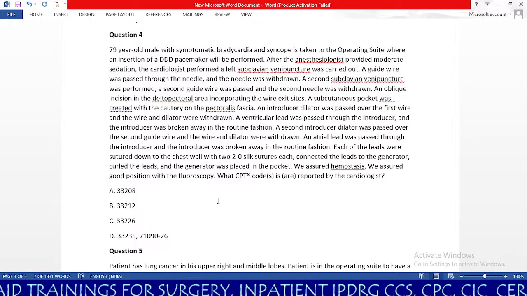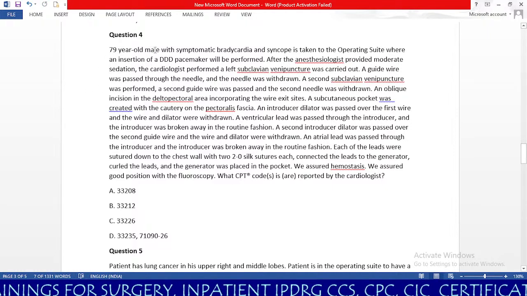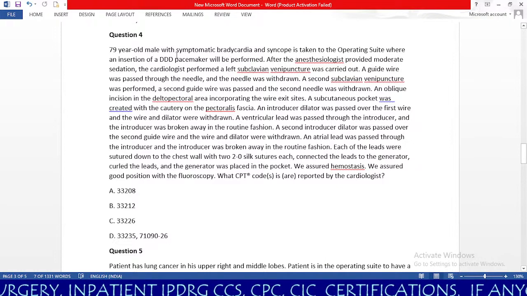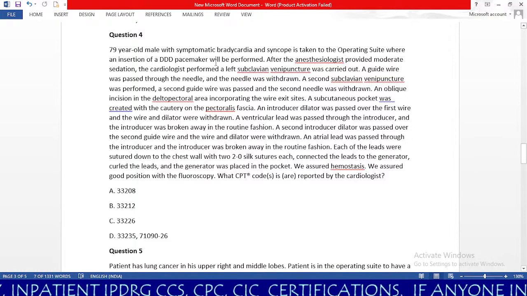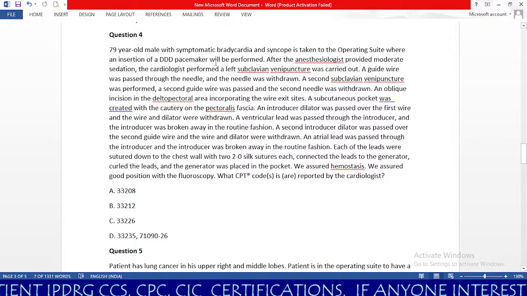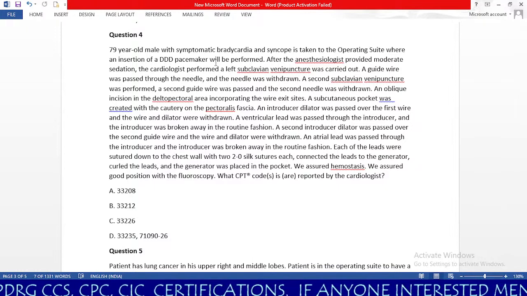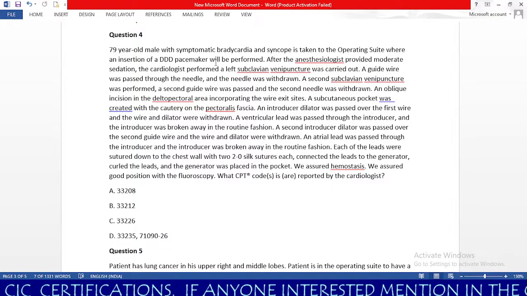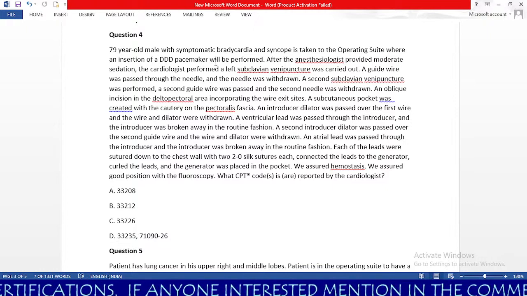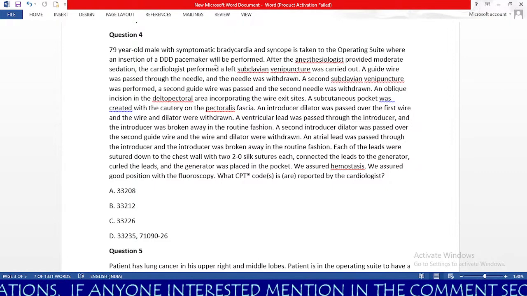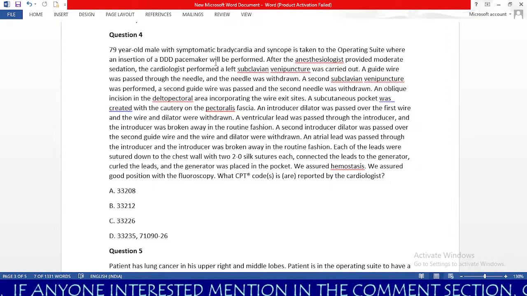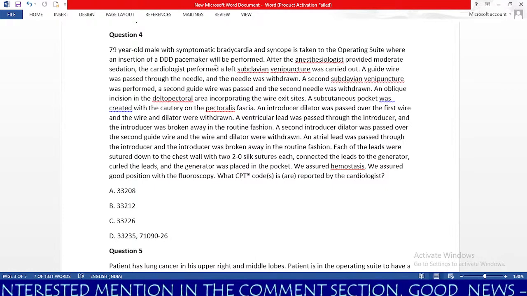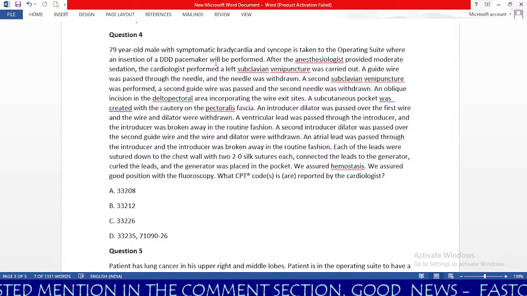So we will check our answer. A 79-year-old male with symptomatic bradycardia and syncope is taken to the operating suite for insertion of a DDD pacemaker. So here the physician is performing the pacemaker insertion. After the anesthesiologist provided moderate sedation, the cardiologist performed a left subclavian vein puncture. A guide wire was passed through the needle and the needle was withdrawn. A second subclavian venipuncture was performed. A second guide wire was passed and the second needle was withdrawn.